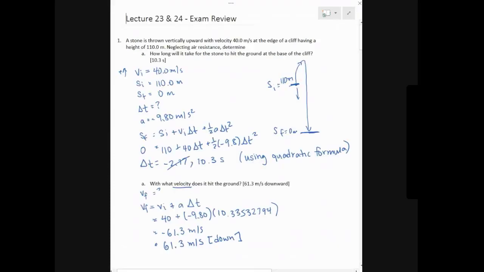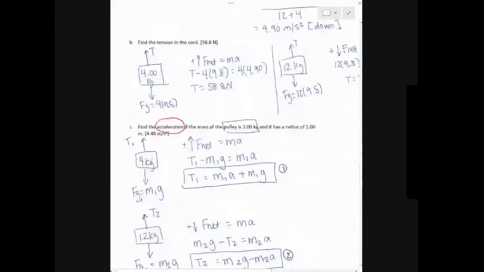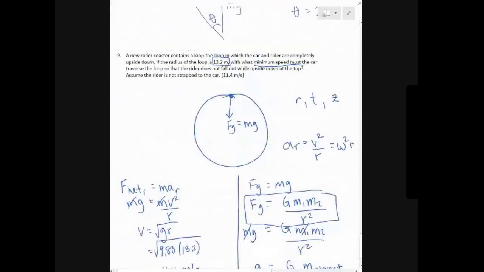Sir, I had a question for the last one. Sure. What happened to the normal force? Okay, so we said there's no normal force because the question asks, what is the minimum speed that the car traverses the loop? And so the minimum speed occurs when there's no normal force. As soon as you start to get a normal force, that means that the car is going faster than it has to travel to travel the circular path. Okay, thank you. You're welcome.